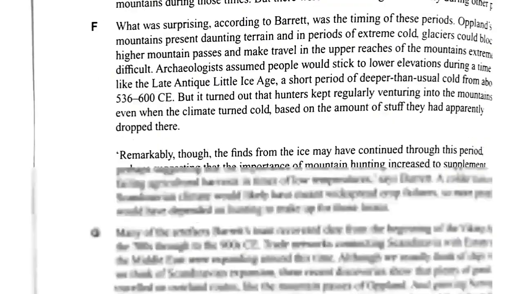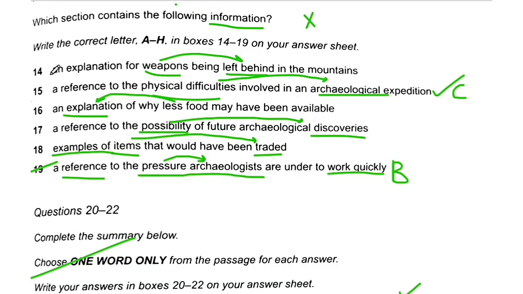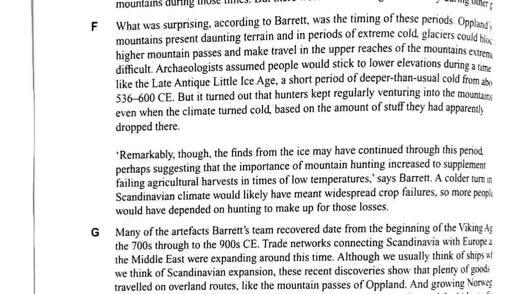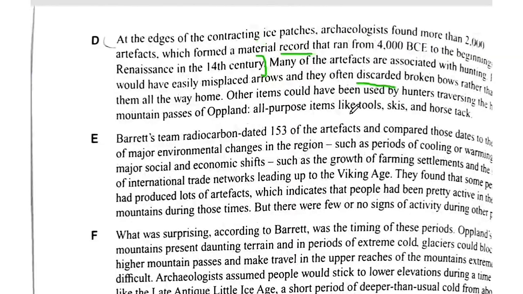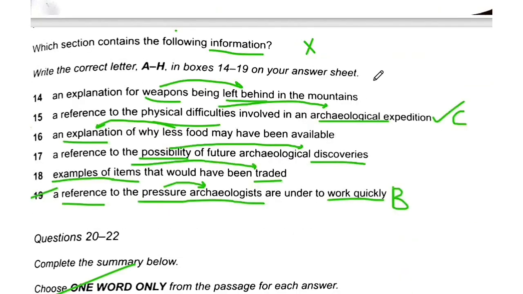Now we're looking through the passage. Here, first is any weapons being left behind. Here we've clearly seen that they have spoken about the weapons that were left behind in the paragraph. Here you can see the weapons which are left behind. They have clearly mentioned here. So the answer for the 14th question is paragraph B.